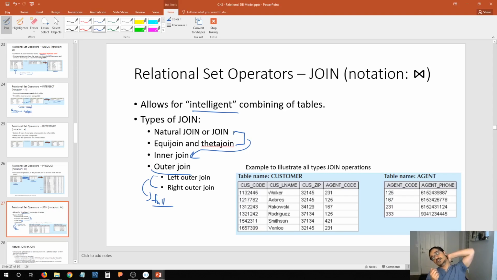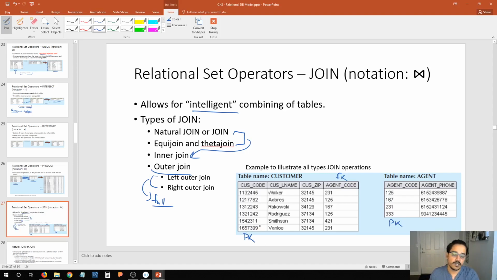So to motivate that example, let us say we have this table, customer, which has the customer information in the form of the customer code, last name, zip, and agent code, where agent code is the foreign key, because agent code is the primary key of the table agent. An agent table basically has the information of agent code and then agent phone number. And the primary key of this table is basically customer code, right?